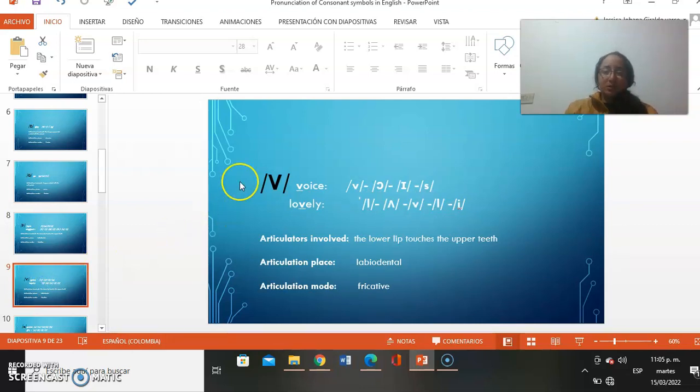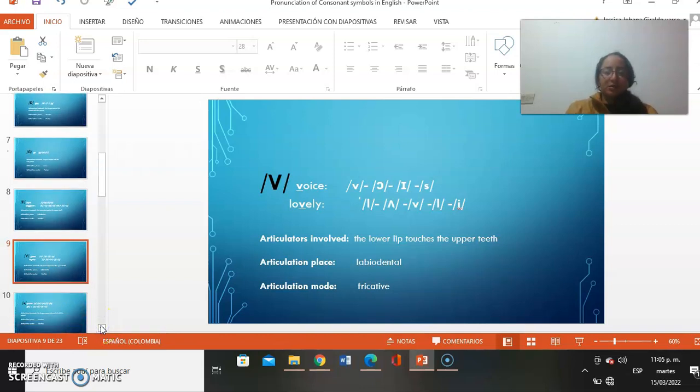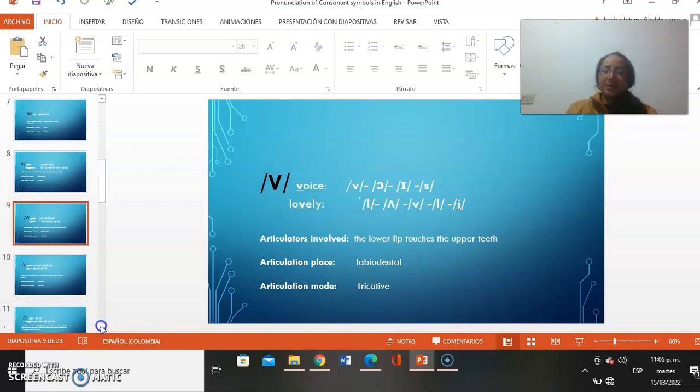Continue with this letter V. It sounds V. For example, voice and lovely. The articulators involved, the lower lip touch the upper teeth. The articulation place is labiodental and fricative.